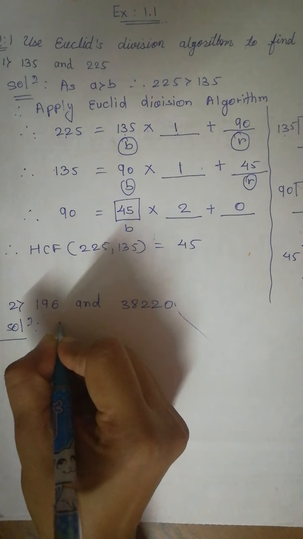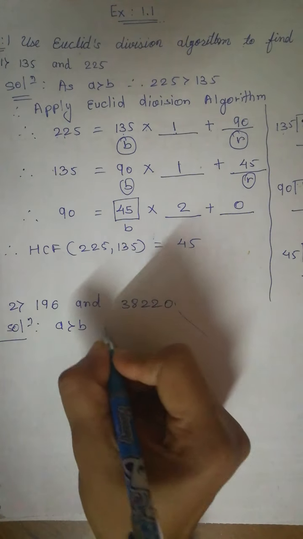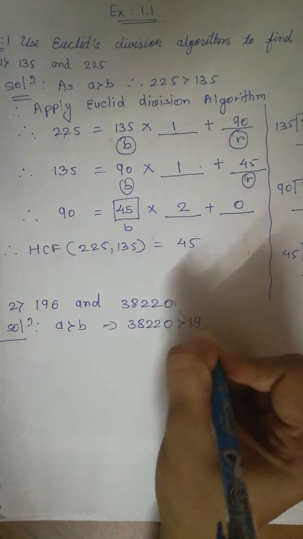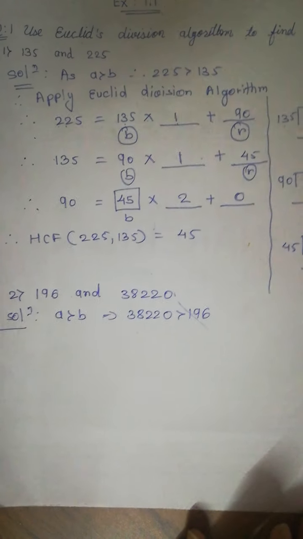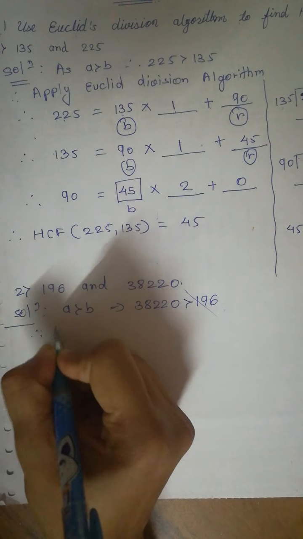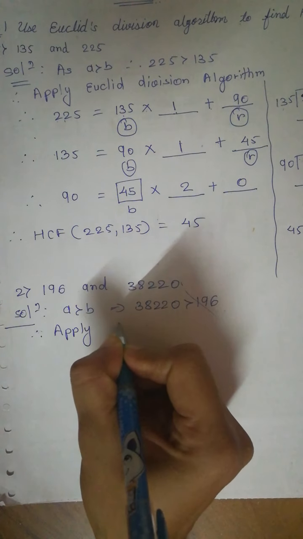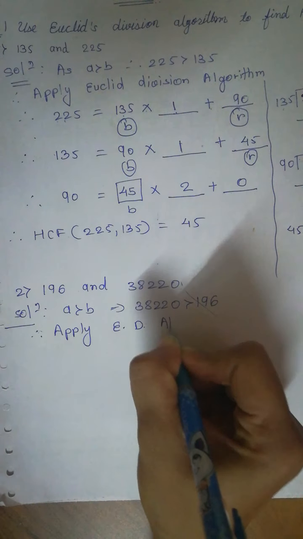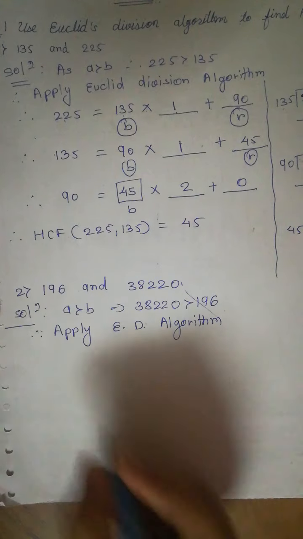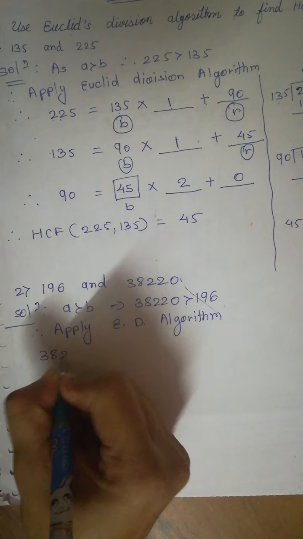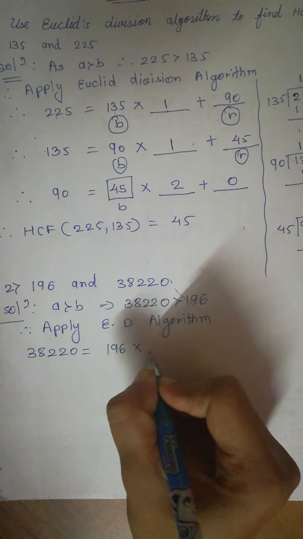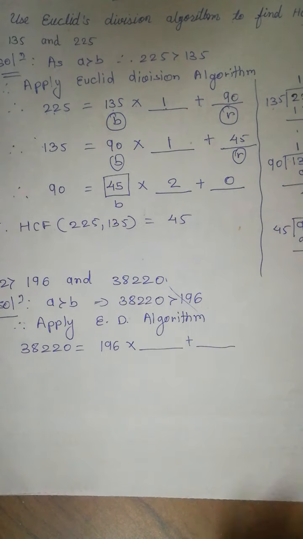As A is greater than B, that implies A, 38220, is greater than 196. Therefore we apply EDL on these two numbers. So apply the Euclid division algorithm on A and B. We have 38220 is equal to 196 into, put the quotient, and plus the remainder.